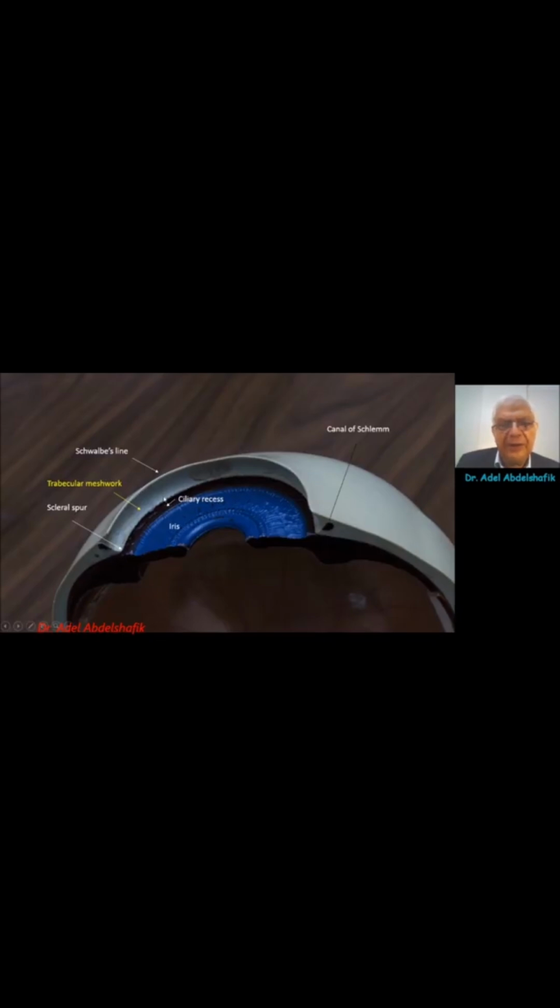Behind it, you have the trabecular meshwork, then the scleral spur. Here you have the ciliary recess and iris. We all know that aqueous passes through the trabecular meshwork to reach the canal of Schlemm. So you need to start by identifying the Schwalbe's line so you can see whether the trabecular meshwork is visible or not. So this is the starting point.